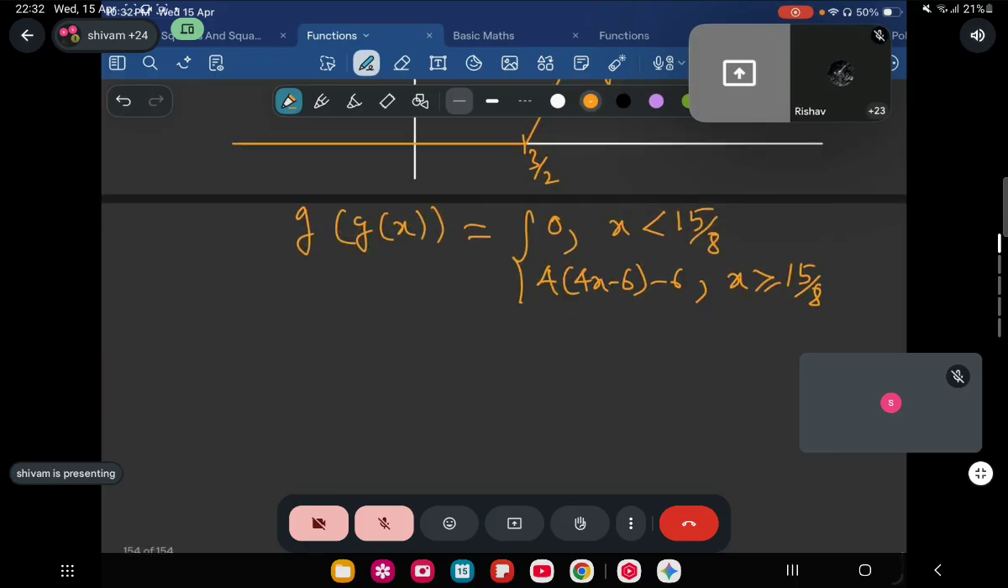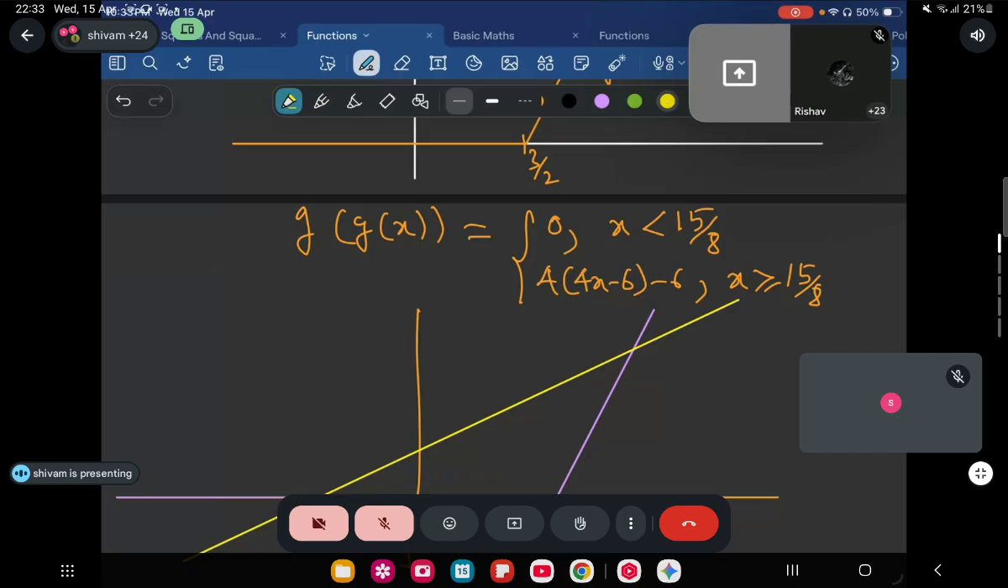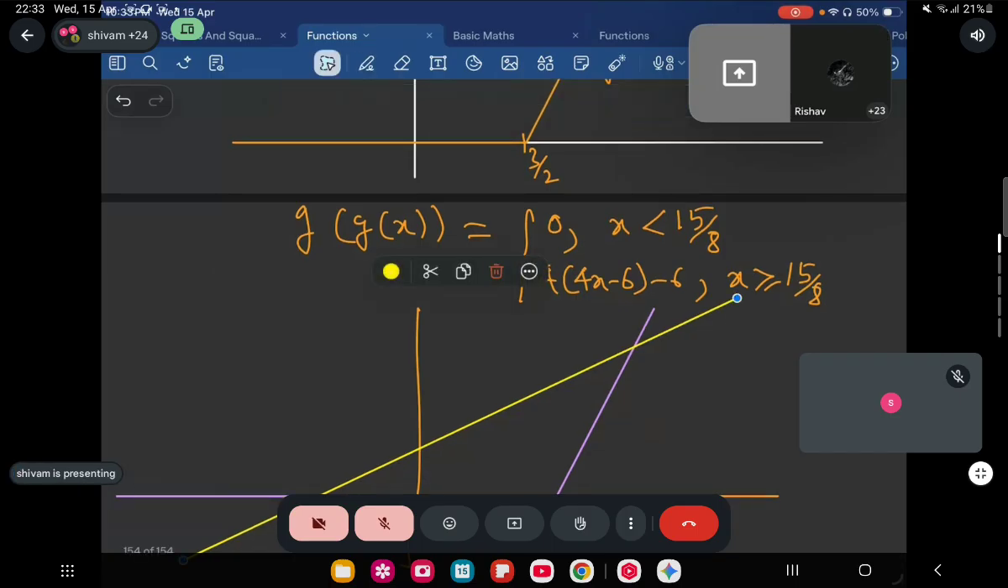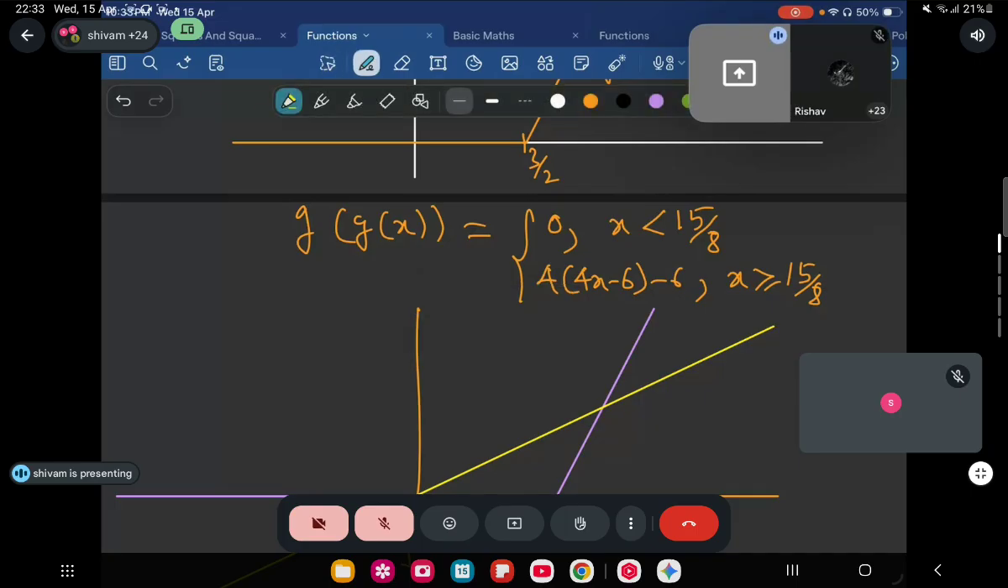Yes. Now g of x should be equal to x, right? So by this time you must have understood that the graph of g of x will look somewhat like this. Now, if I draw the graph of y equal to x, at how many points will it intersect the graph? Tell me, Rishabh. At 2 points. At 2 points, right? So hence there are two solutions. Is it clear? Yes. I hope it is clear to everyone else also.